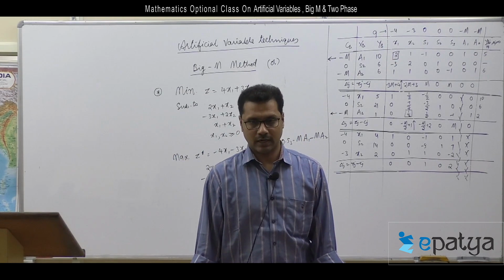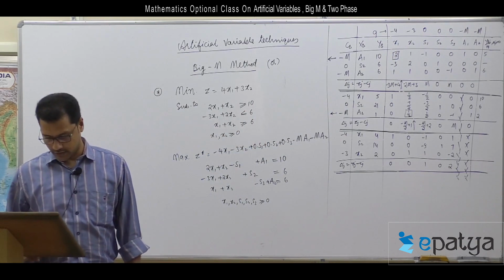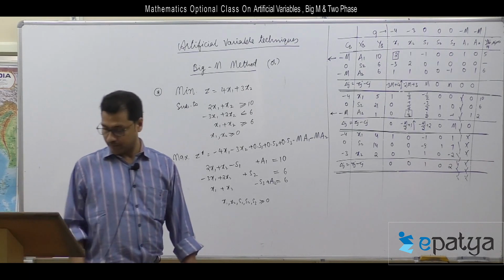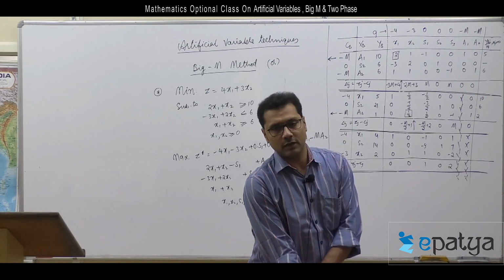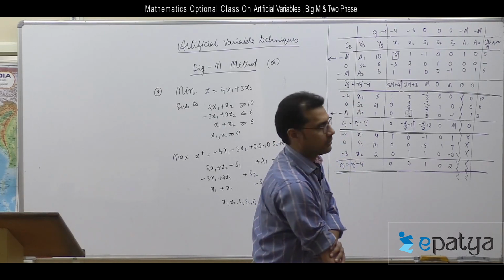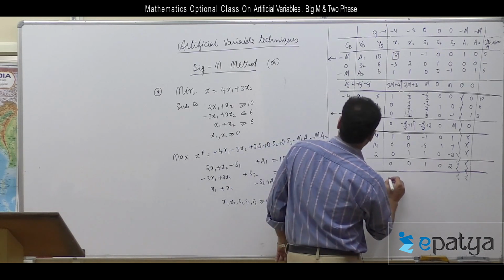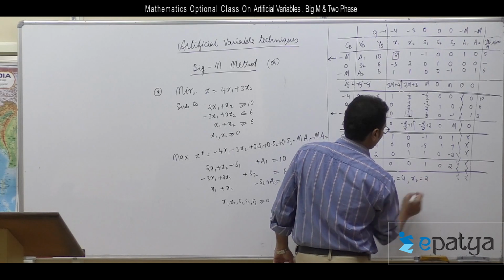Okay? Correct? Optimality reached or not? Let me check once. It is fine. Optimality is reached because all net evaluations are non-negative. Okay. Therefore, the final answer is x1 equal to 4, x2 equal to 2.